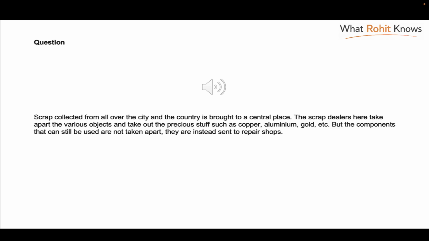So why is this a good response? Because it captures all the key points. It summarizes everything. It understands the central theme, which is built around a place that is built around collecting and processing scrap. And then how it is collected and all the things that happen to it.